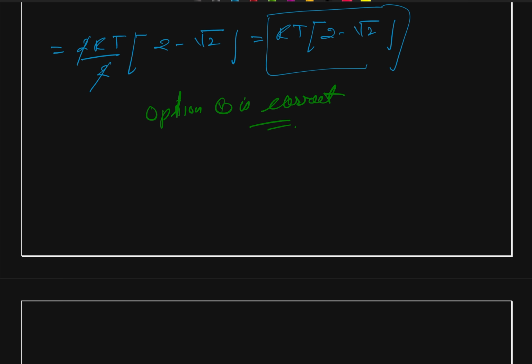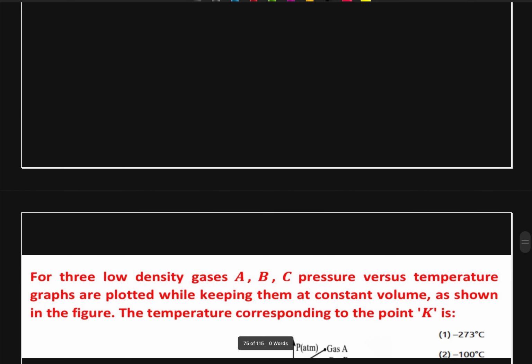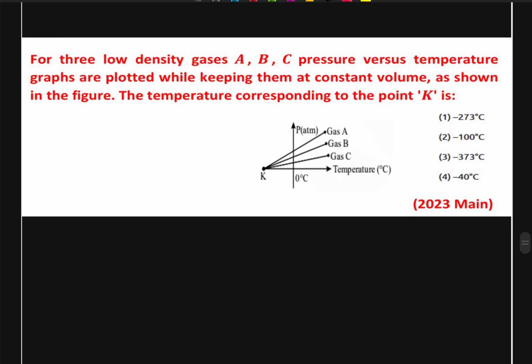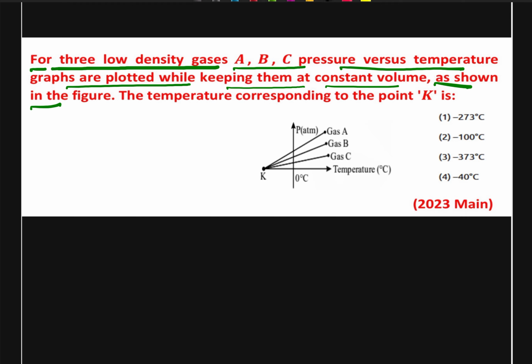Next question. It states that for 3 low density gases A, B and C, pressure versus temperature graphs are plotted while keeping the volume constant as shown in the figure. The temperature corresponding to point K is asked, so we have to find out the temperature at this point K.